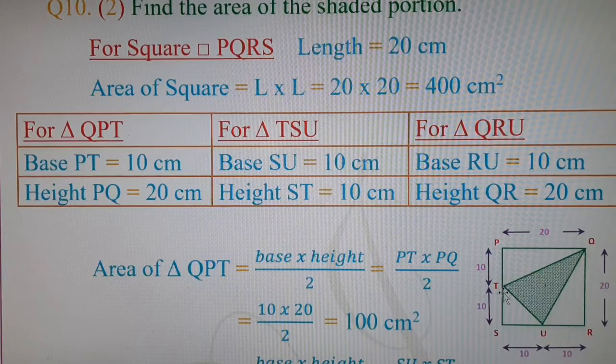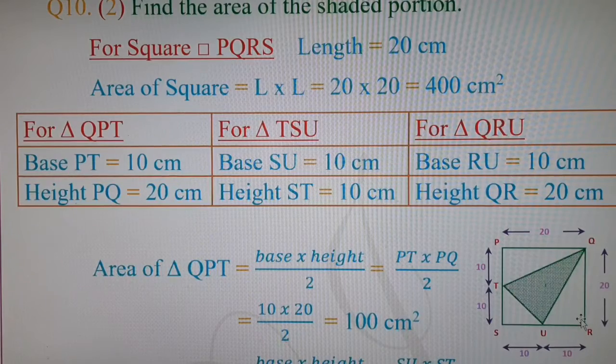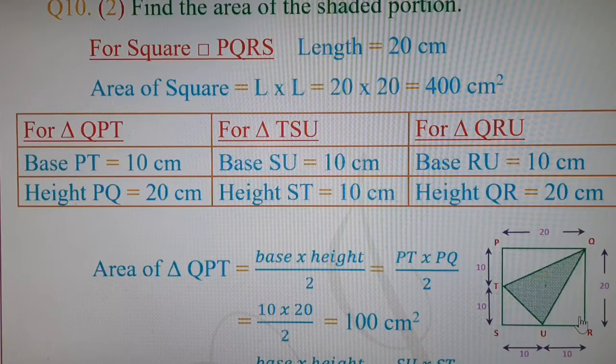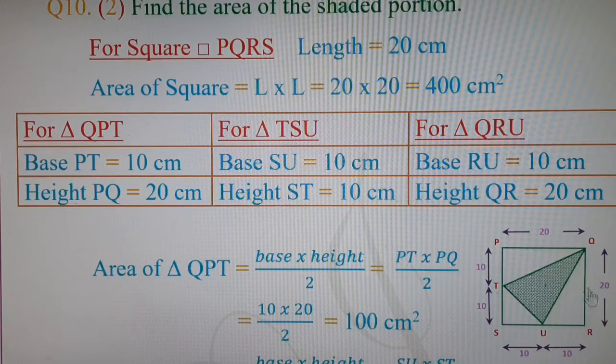Similarly, for triangle TSU, angle S is 90 degrees, so triangle TSU is a right-angled triangle. Similarly, triangle QRU is a right-angled triangle because the vertex R is 90 degrees. So for triangle QRU, angle R is also 90 degrees. If there is a 90 degree triangle, then one of the sides will form the base and the other side will form the height.